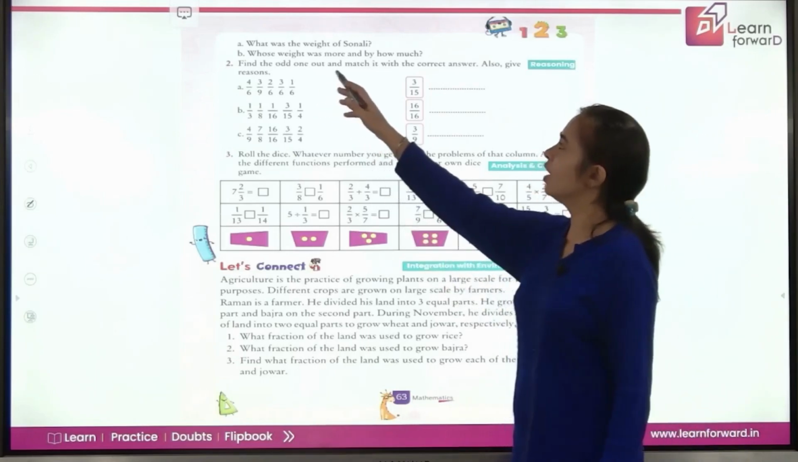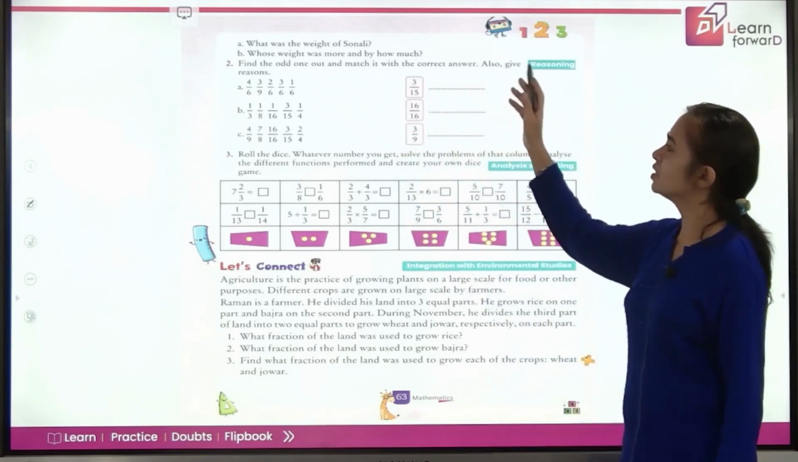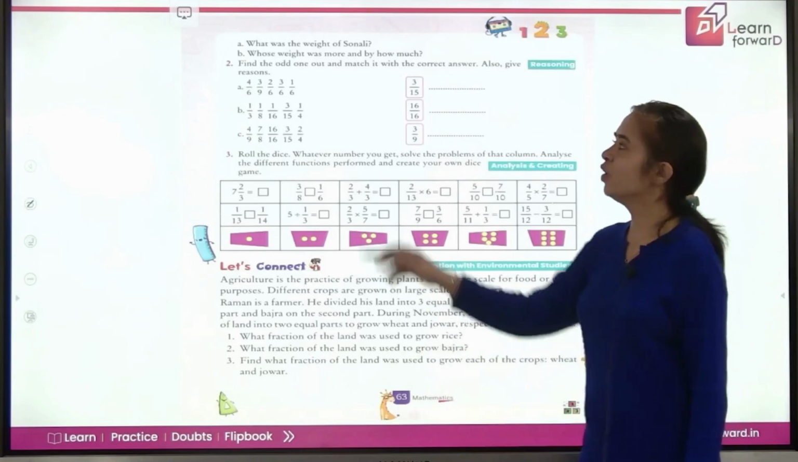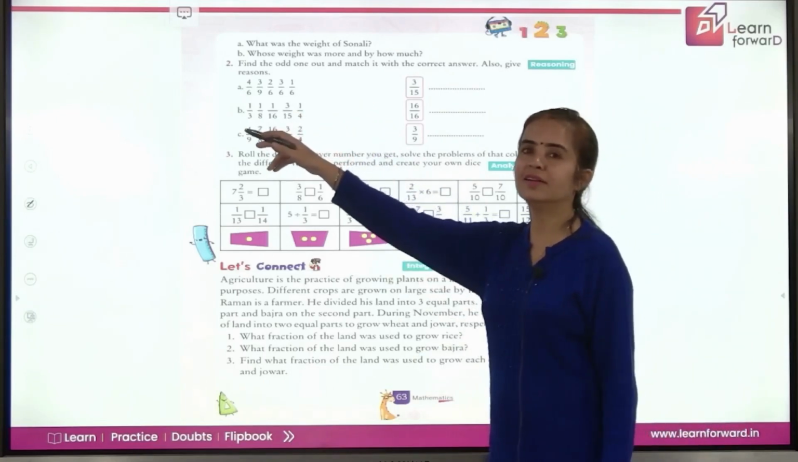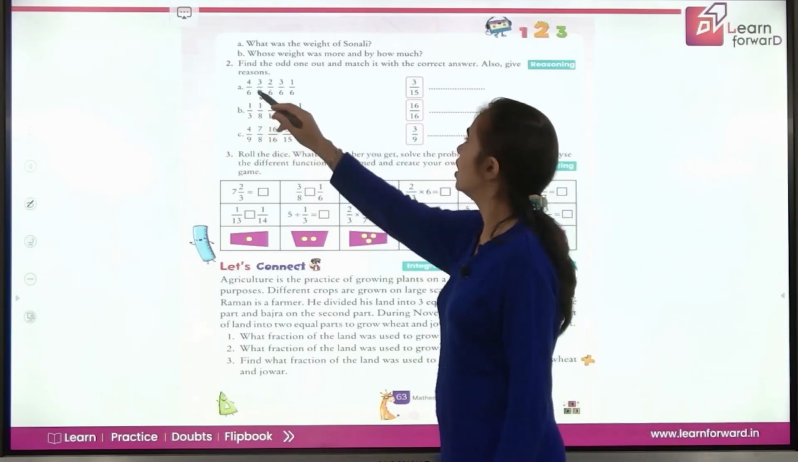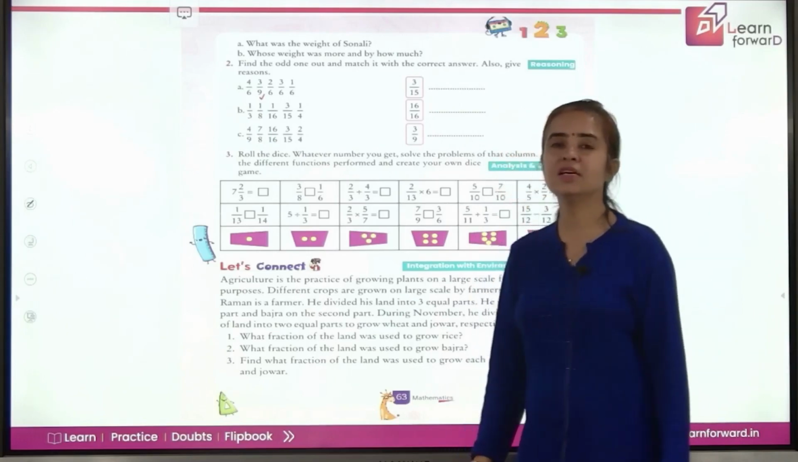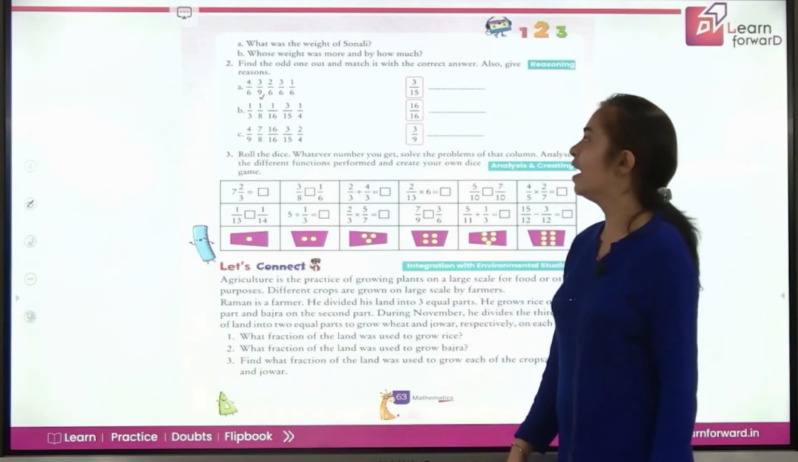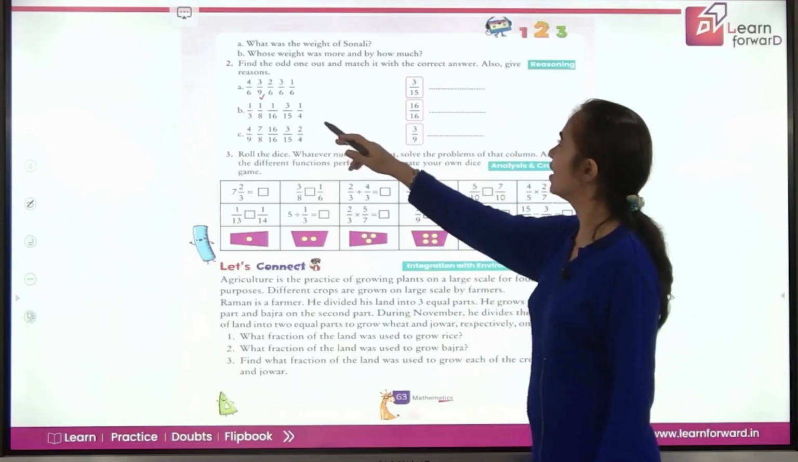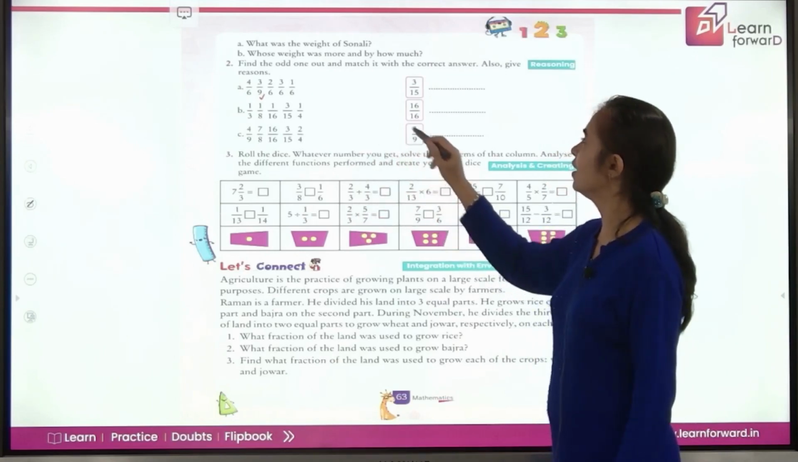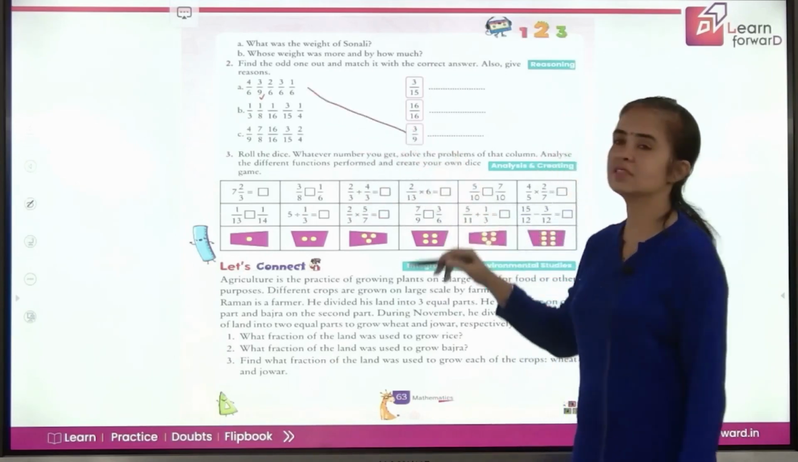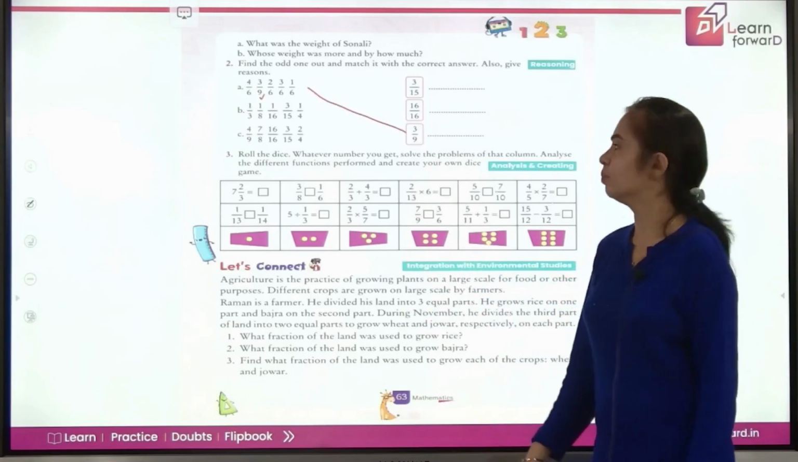Find the odd one out and match it with the correct answer. Also give reason. So what is the odd one out here? Very nice. This is the odd one out. What is the reason? This is unlike and all others are like fractions. So 3 by 9 is the first answer. Similarly, you will do the other parts also.